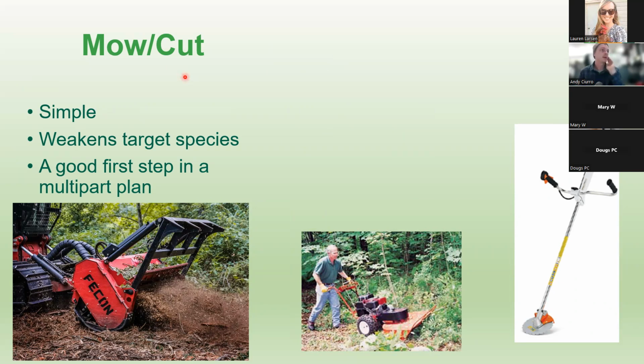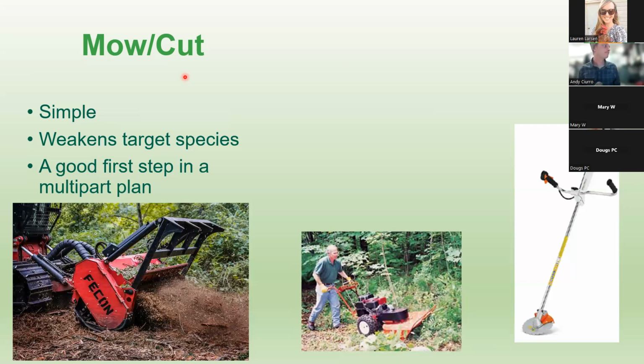So mowing or cutting, this is going to remove the top part of the plant, right? But it's going to sprout right back. So again, it should be part of a plan, and a lot of times there's nothing you can do but mow it down because it's so thick. You can't walk through it. So what else are you going to do?